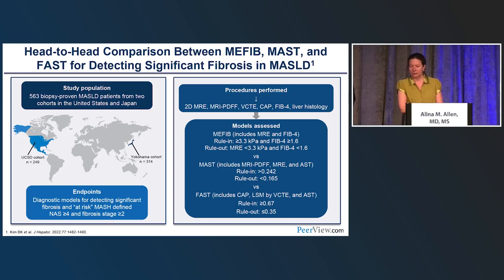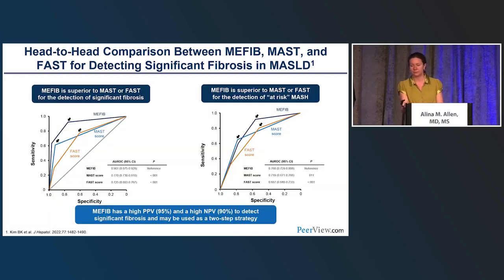So in this very large study of over 500 patients with biopsy-proven MASLD and disease severity estimation from the United States and Japan, these three biomarkers were compared, with the endpoints being the detection of significant fibrosis or at-risk MASH, which is NAS 4 or higher, and fibrosis stage 2 or higher.